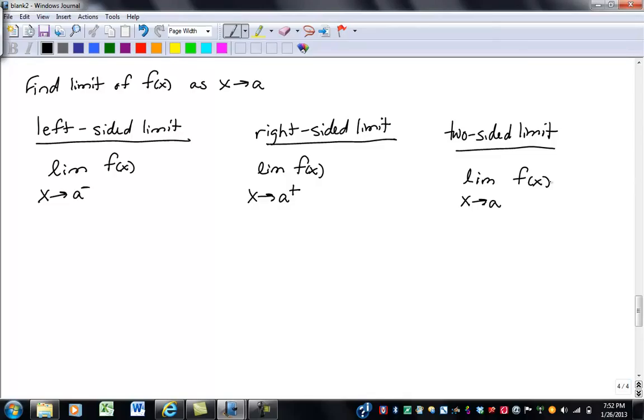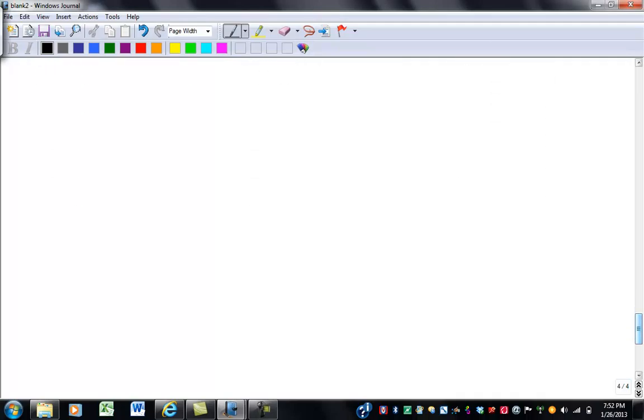So the first one is said the limit as x approaches a from the left. The middle one is the limit of f of x as x approaches a from the right. The limit of f of x as x approaches a from the left, and the limit of f of x as x approaches a. The left-sided, the right-sided, and the two-sided. And we can find these graphically.